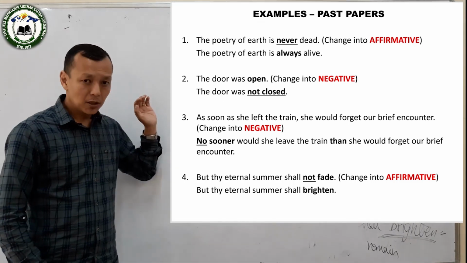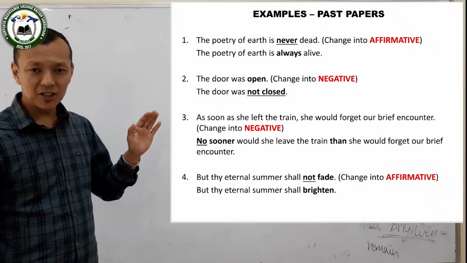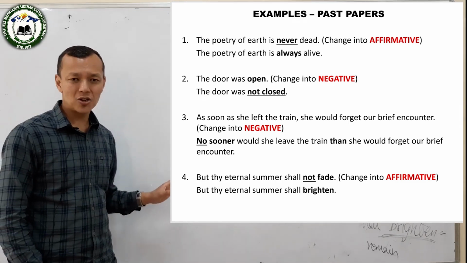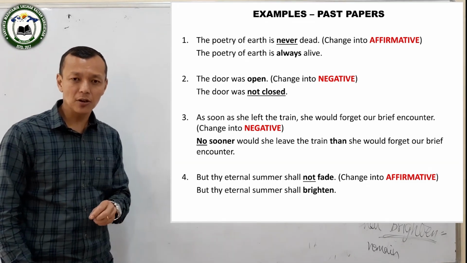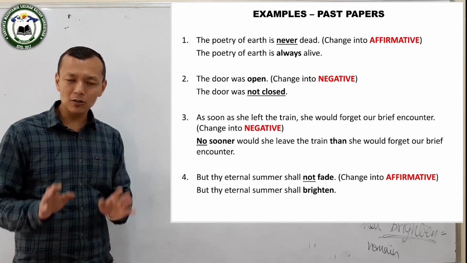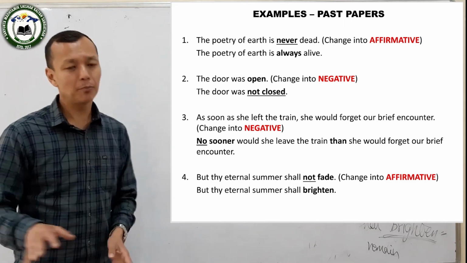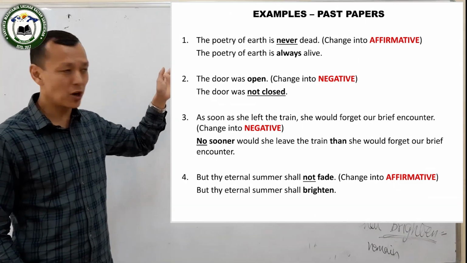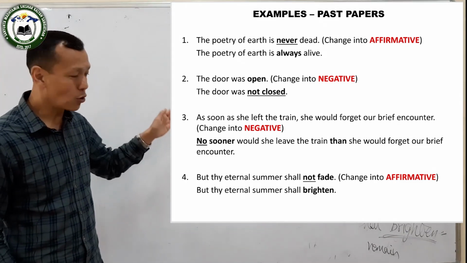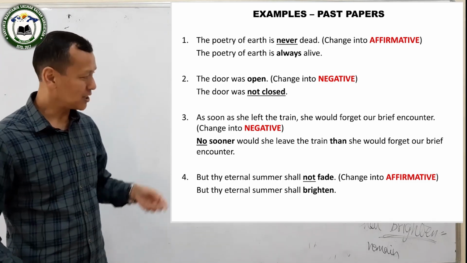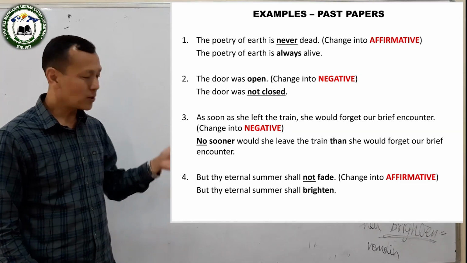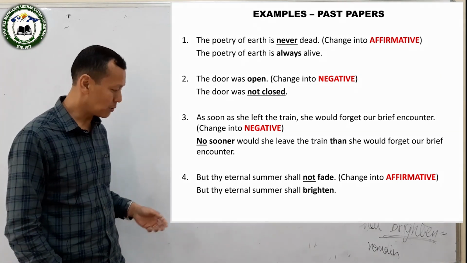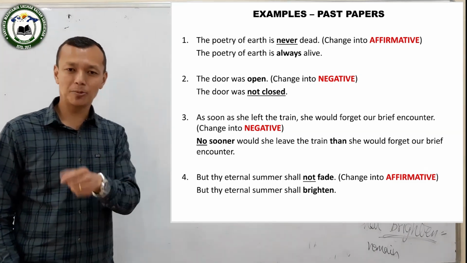Now in the first sentence, the poetry of earth is never dead. Now another thing you will notice here is all the questions that will come in your grammar section, mostly all those sentences will be from your text. बाहिरको फाल्तु सेन्टेन्सहरु दिँदैन. जस्तै पोएट्री अफ अर्थ पोएमबाट त्यो फर्स्ट सेन्टेन्स आयो हैन. The door was open, यो थ्यांक यू म्याम को एउटा सेन्टेन्स हो. As soon as she left the train, यो रस्किन बन्डको कथा जुन हामीले एउटा क्लासमा डिस्कस गर्यौं. But the eternal summer, शेक्सपियरको सनेटबाट हो.